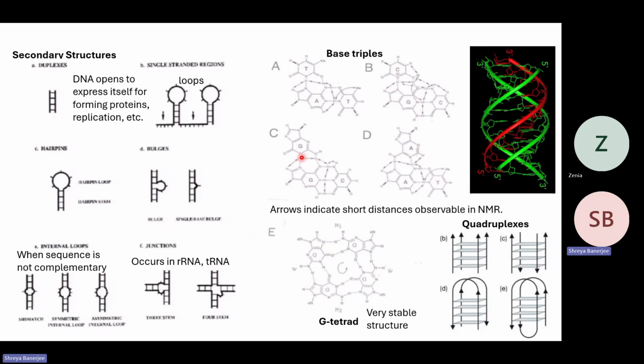And you can see there are arrows shown here. These arrows are basically short distances that are observable in NMR. So NOESY, we started this class with a question on NOESY, which is when two hydrogens are close to each other, they will show NOESY cross peaks. So wherever you can see the arrow, these hydrogens are close to each other and they will show cross peaks in a NOESY spectrum.